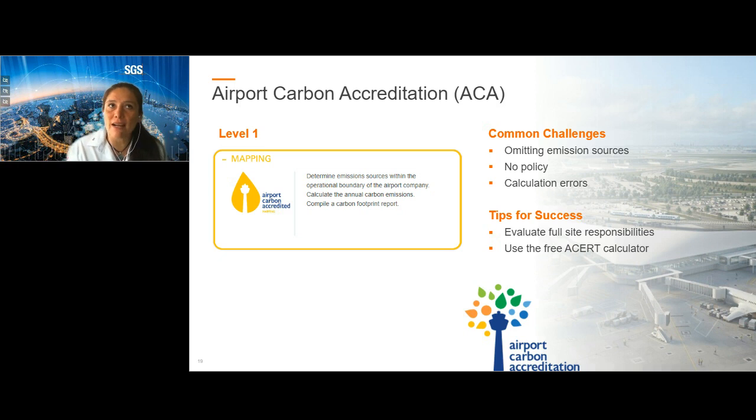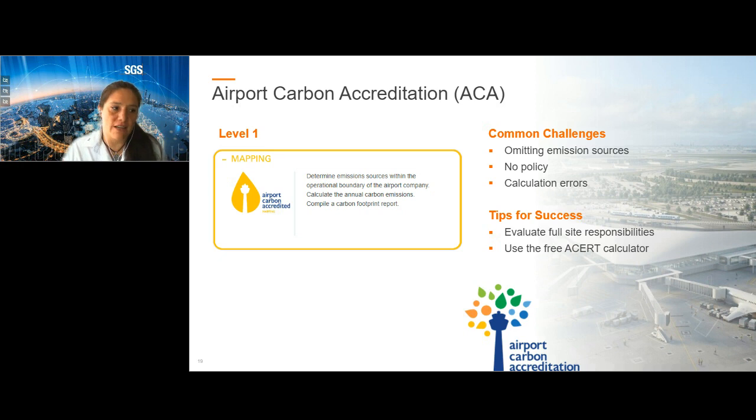But we have several airports that have consultants, and the consultants also build more personalized calculators that track the reductions better, and the majority of the time these tools are more precise, but the ACERT tool is very good. So if you didn't calculate, you can use it. It's free, the ACERT calculator, and once you register in the program, Airport Carbon Accreditation can give you this calculator.